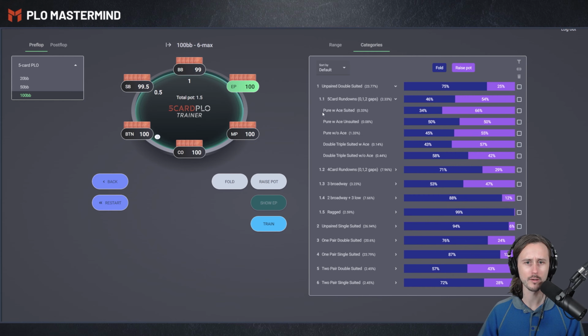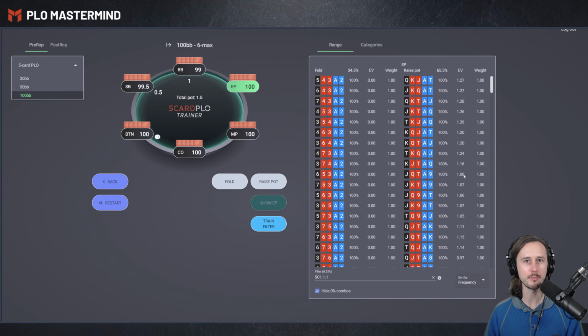If you look at the pure with ace double suited hand, we are looking at pure double suited hands. I'm going to illustrate that by clicking on this icon, going to the range. And here you see the pure double suited hands with an ace. You can see that pure double suited basically means that you have, for example, 2 diamonds, 2 hearts, and then 1 spade. This is a pure double suited hand.